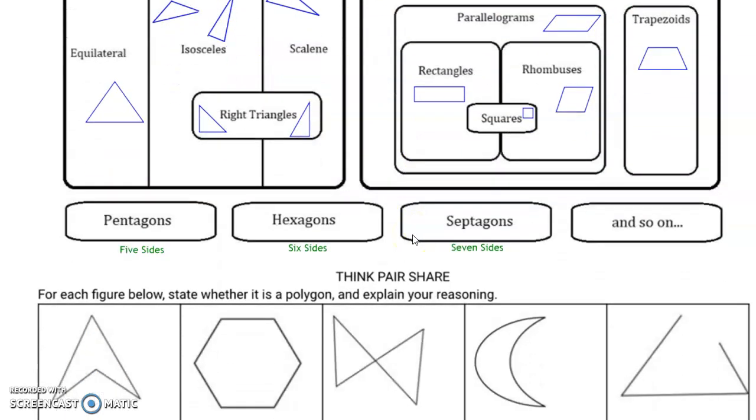Obviously, you're going to have a difficult time pairing, but for each figure below, try to determine whether it's a polygon and explain your reasoning. I haven't given you a formal definition of polygons written down yet. That's on purpose. I really want you to think about this before we launch into it. So pause the video and try to figure out whether these are polygons.